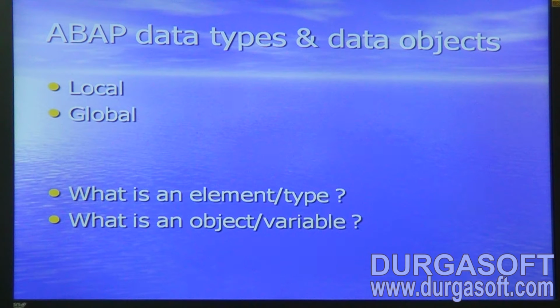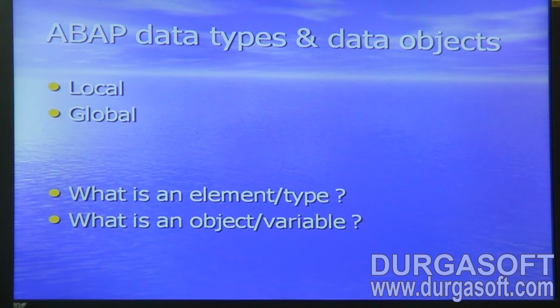For example, whatever we define locally in a program can be used within that program itself, not in any other program, which is called local. And if you define a data type as global, it can be used multiple times within the same program, or multiple times in another program also, which we call global.